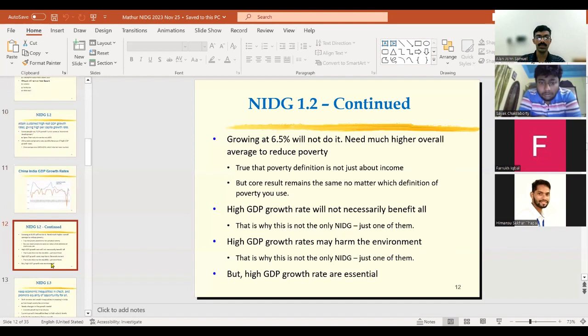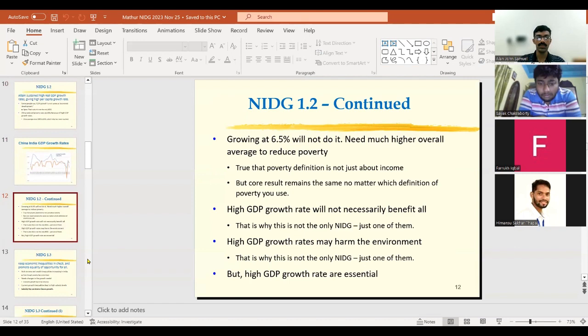People always criticize GDP. Oh, economists are obsessed with GDP. Doesn't mean much on the ground. Truth is that you do need the high GDP. It's not by itself enough, but without it, you aren't going to get there.